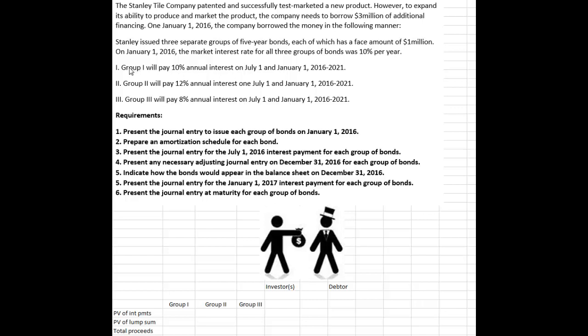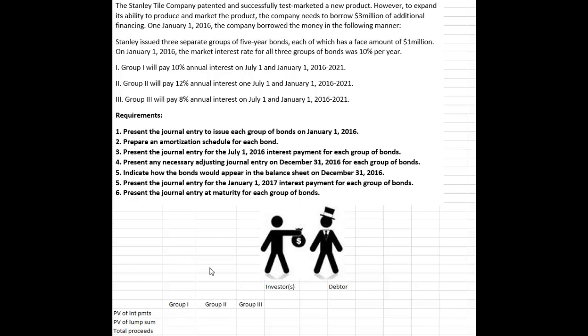The very first group of bonds says that it will pay 10% annual interest. Now what's important here is that we understand that this interest rate refers to what we call the stated rate or the coupon rate. And the 10% listed here is what's known as the market rate or the discount rate. And the relationship of those two interest rates is very, very important. It tells us whether we have a bond that sells at the face value, whether it sells at a discount or a premium, and it sets the stage for the entire amortization and how it's accounted for.